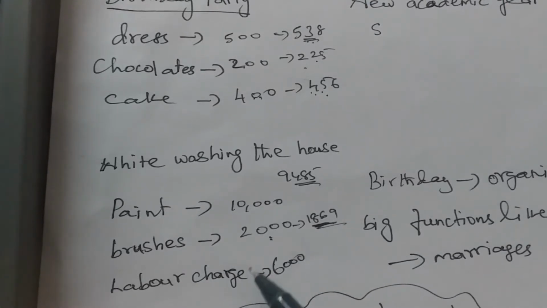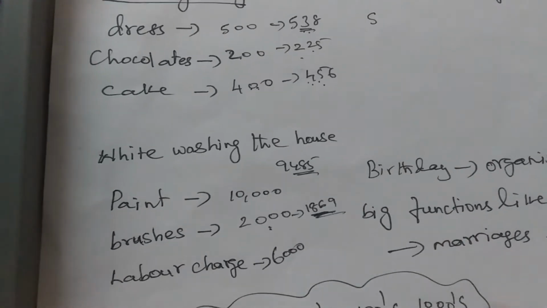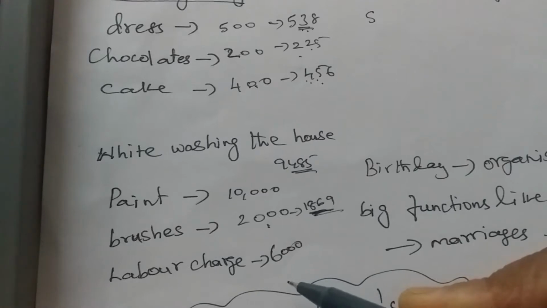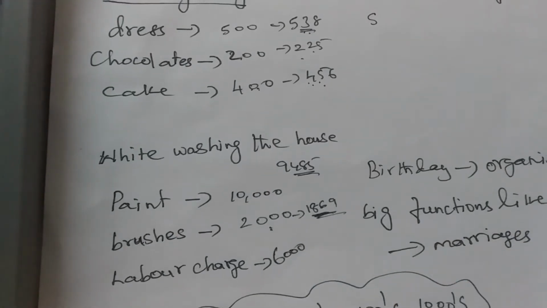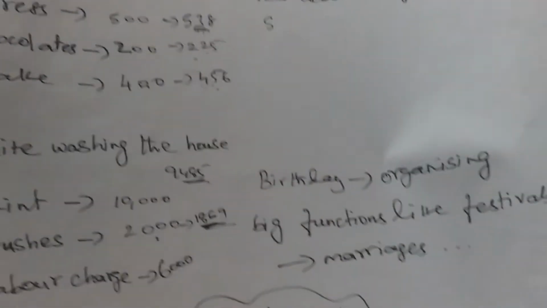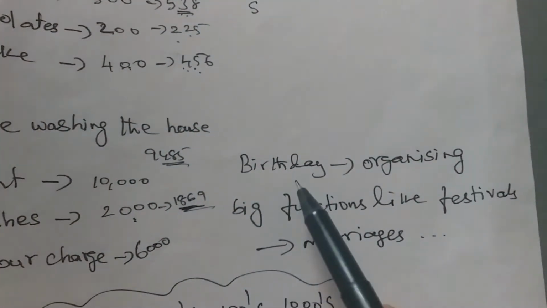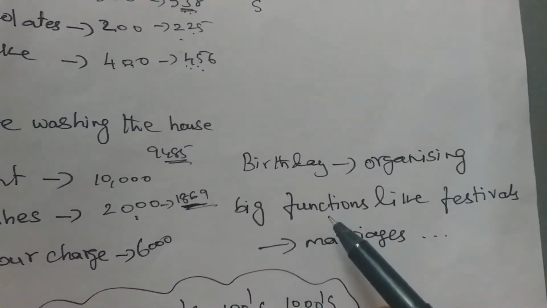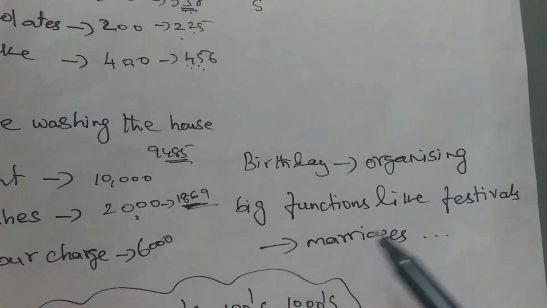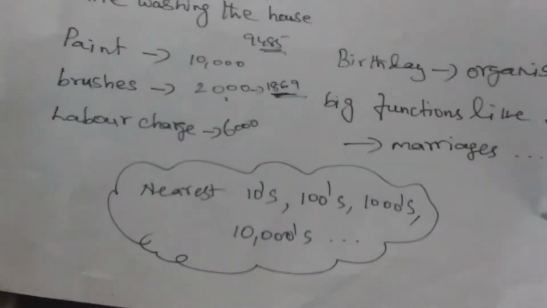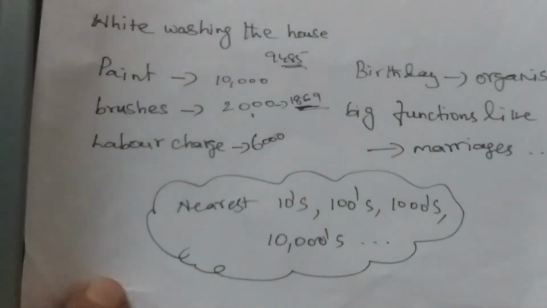Then the labor charge, you have to pay for the people who whitewash your house, maybe around 6,000. And we see the total and see how much you need. So like this, estimation in day-to-day life is very much important to plan events, right from small things like a birthday party to greater things like organizing big functions like festivals, marriages, etc. So estimation is part of our life. We do use it every day in our life for something or the other.